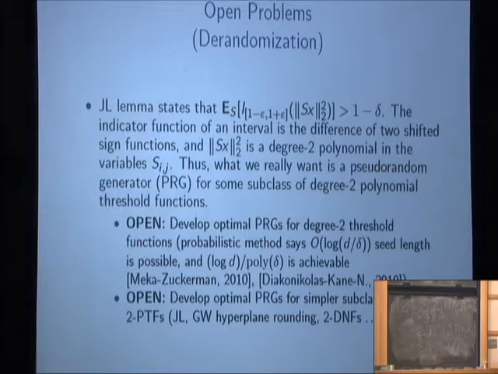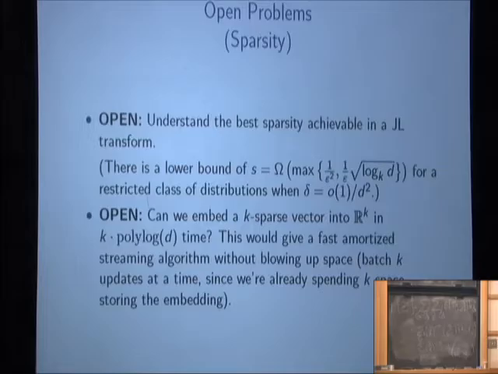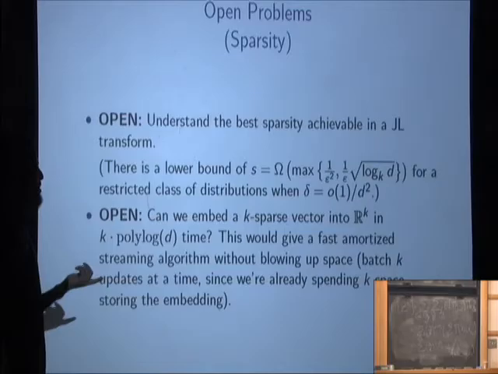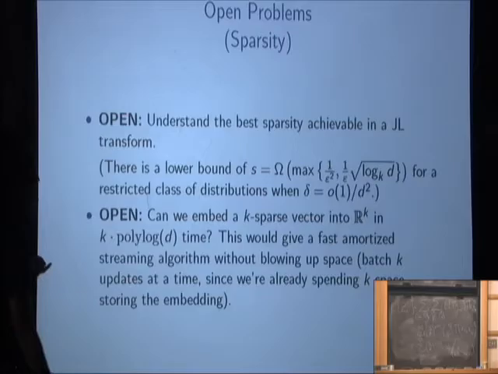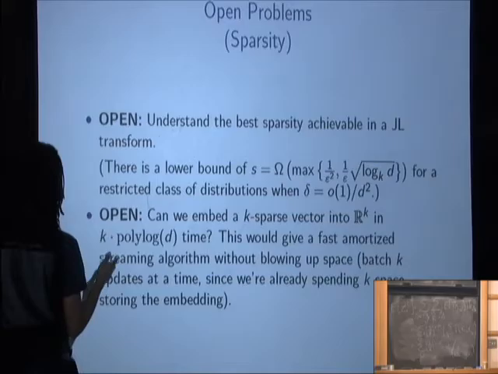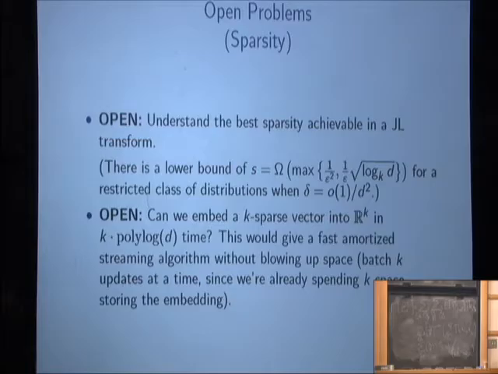Another thing is to understand the best sparsity that's achievable. And there is this restricted lower bound. And another question is, can you do embedding of sparse vectors in near linear time, maybe using something better than just coming up with sparser matrices?